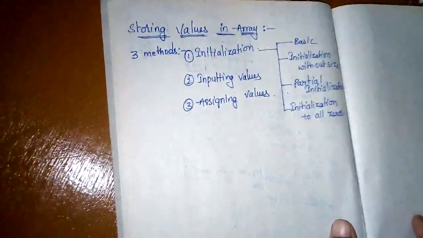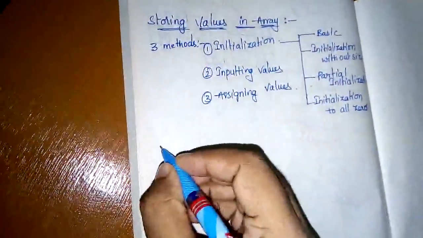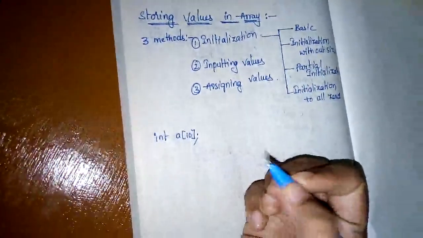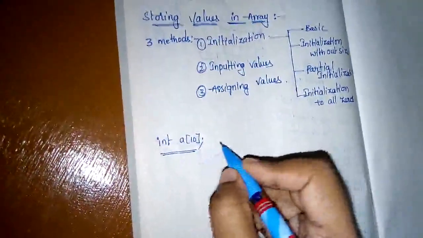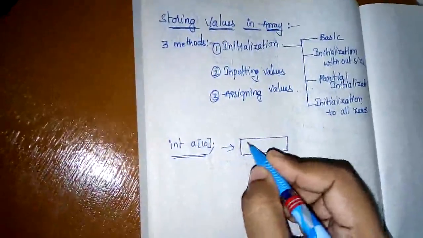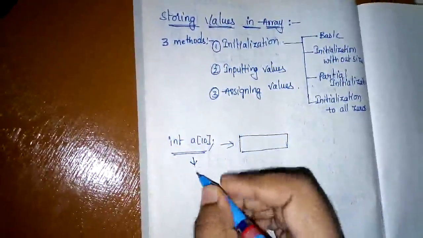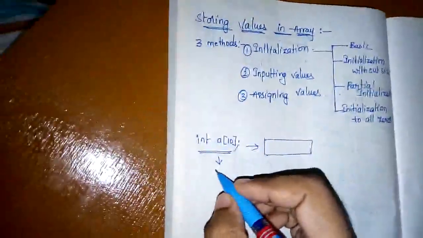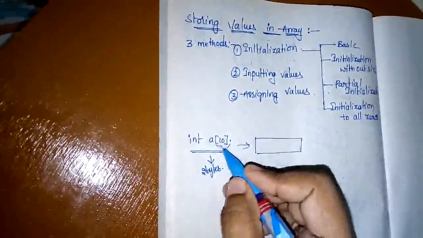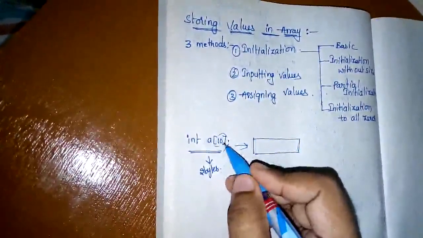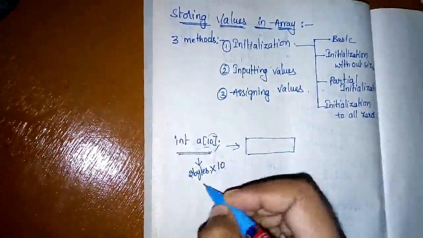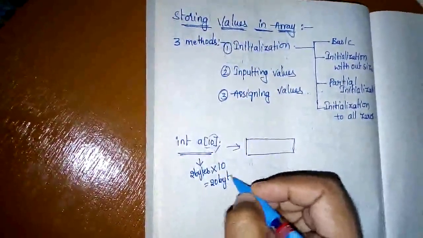Once an array is declared, for example, we can declare an integer array as int a of 10. As soon as we declare this array, we only get some memory for it. As we discussed yesterday, for an integer each element needs 2 bytes of memory. We are going to store 10 integer elements, so in total we need 2 into 10, 20 bytes of memory.